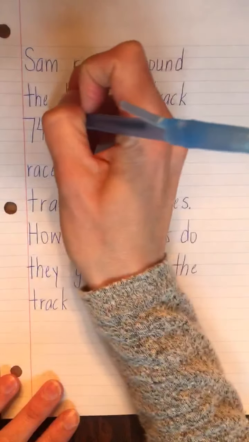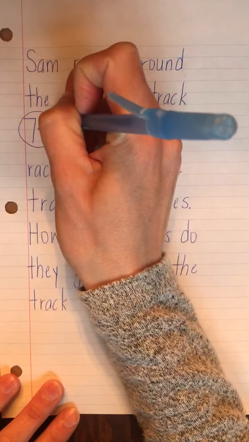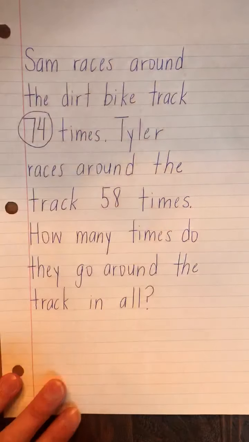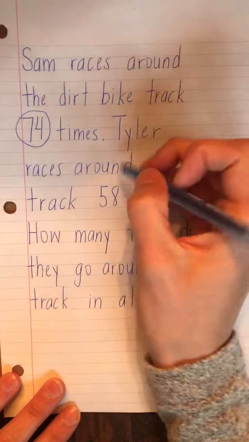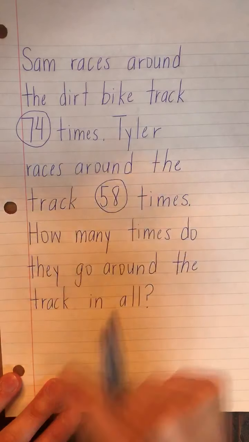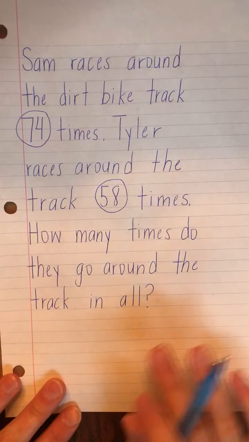All right, so 74 is one of our numbers, and it's important because it's the number of times that Sam races around the track. And 58 is our other important number because it's the number of times that Tyler races around the dirt bike track.